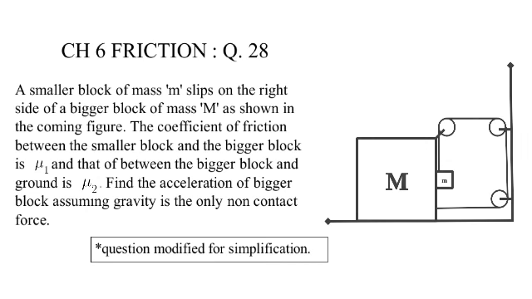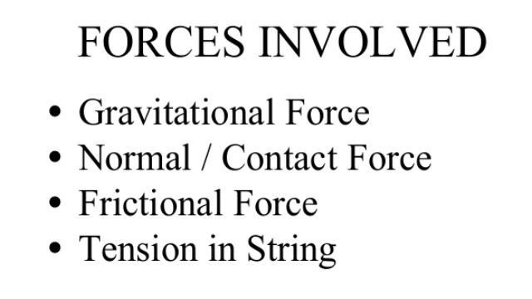A block of mass small m slips on a rough horizontal block of mass capital M under the action of a horizontal force applied to it. The coefficient of friction between the block and the bigger block is mu1 and that of the bigger block and the ground is mu2. Find the acceleration of the bigger block of mass capital M. So let's figure out how to solve this problem.